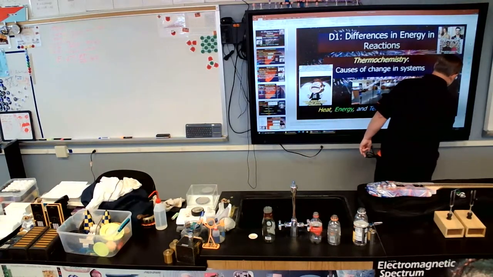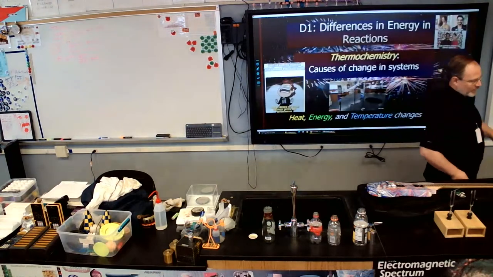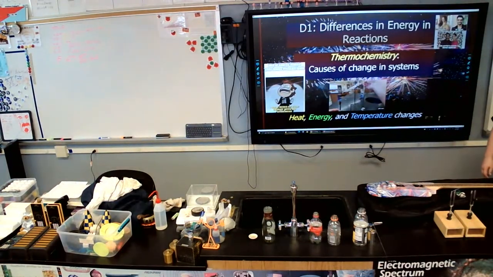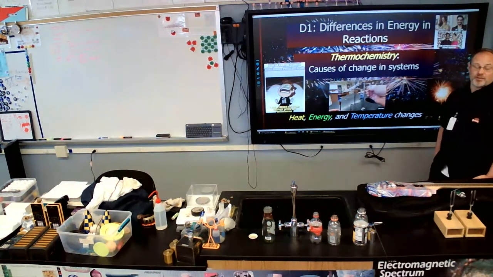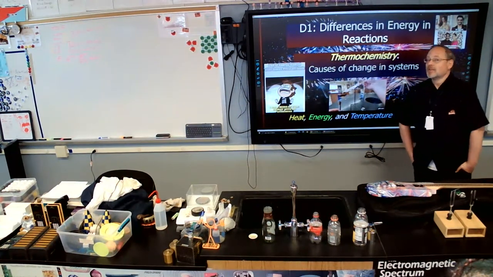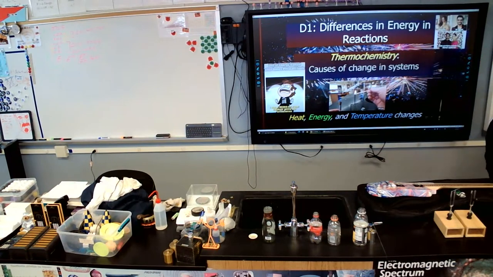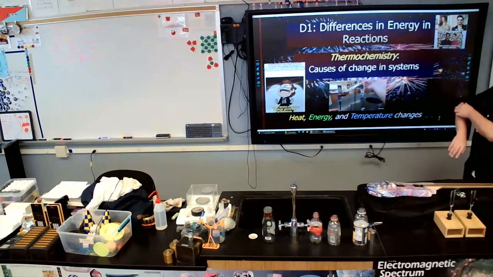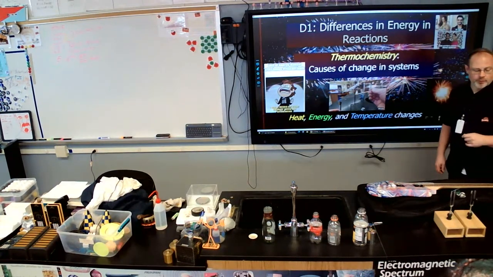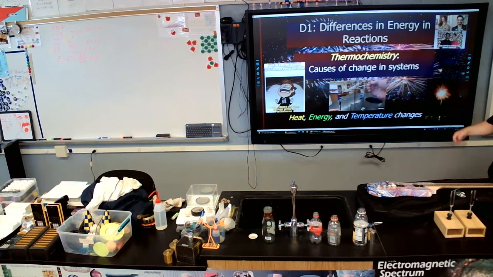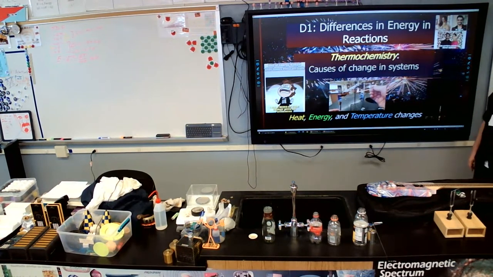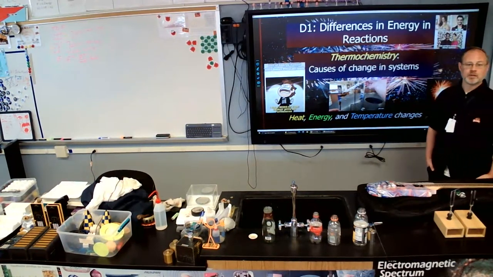Our new unit is thermochem. It's great, we're going to dig it. It's really cool. So thermochemistry has to do with, just like it sounds, heat in chemistry. Specifically, it's about energy, and when energy is the cause of change or the result of change. We're not going to make it all the way through E. D is differences in energy. E is equilibrium. We're not going to make it all the way through equilibrium, but we're going to get partway. Before we begin, are there any questions?